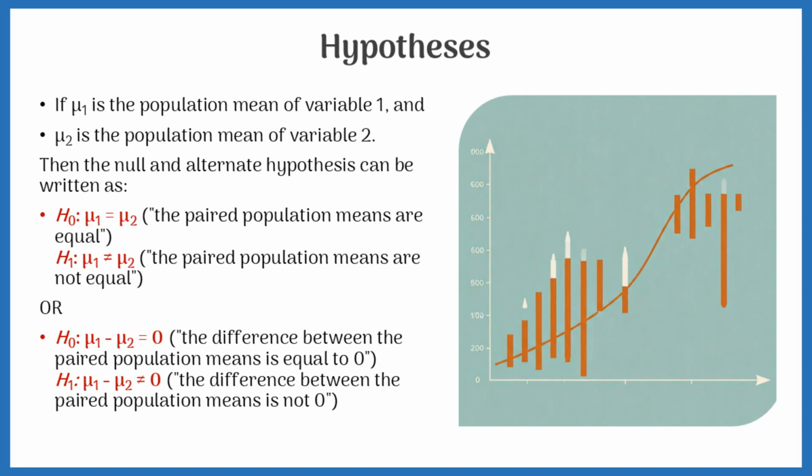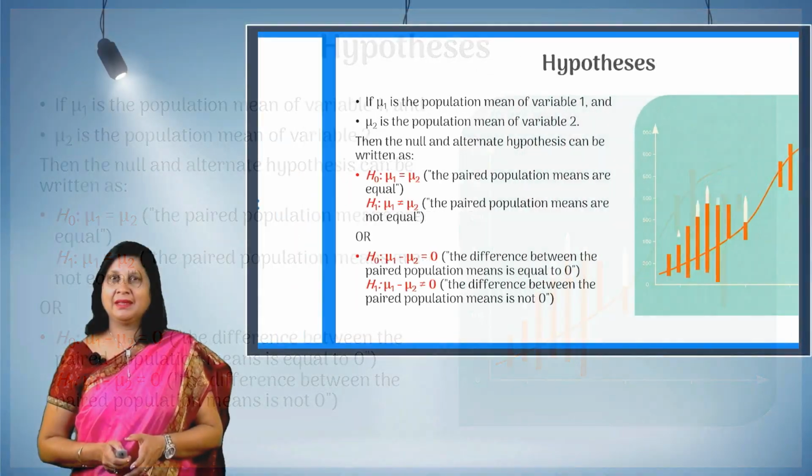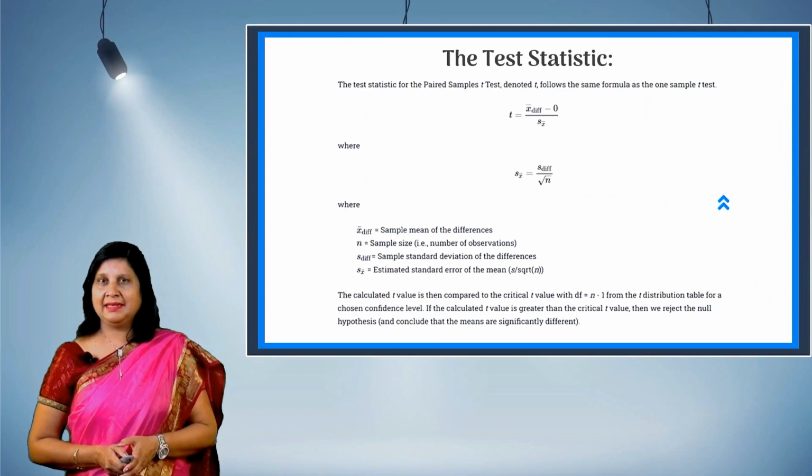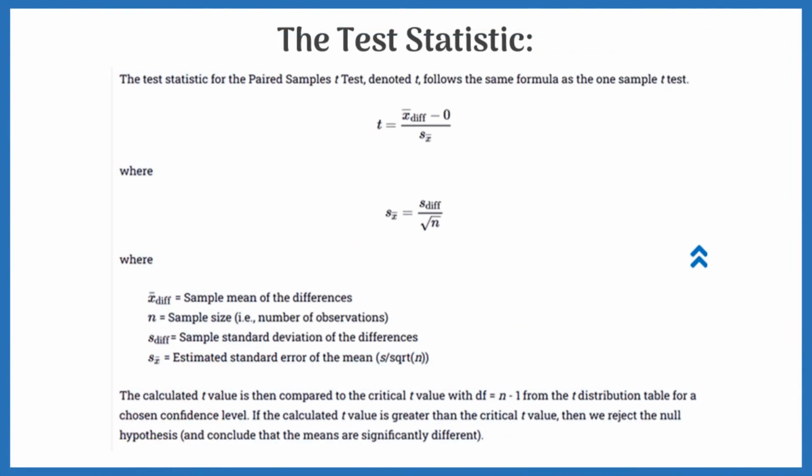The same thing can also be written as H0, mu1 minus mu2 is equal to 0. The difference between the paired population means is equal to 0. H1, mu1 minus mu2 is not equal to 0. The difference between the paired population means is not 0. The test statistic can be represented as what you see in front of you on the slide.